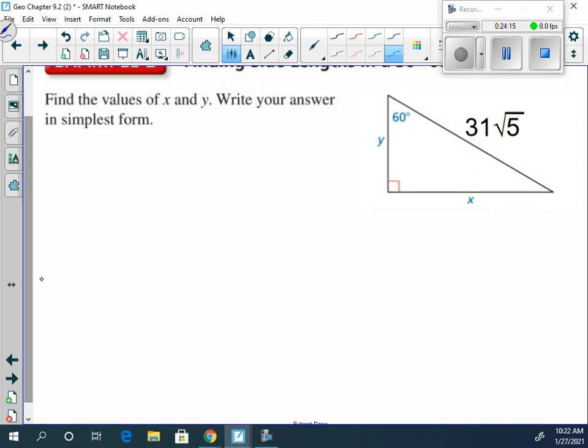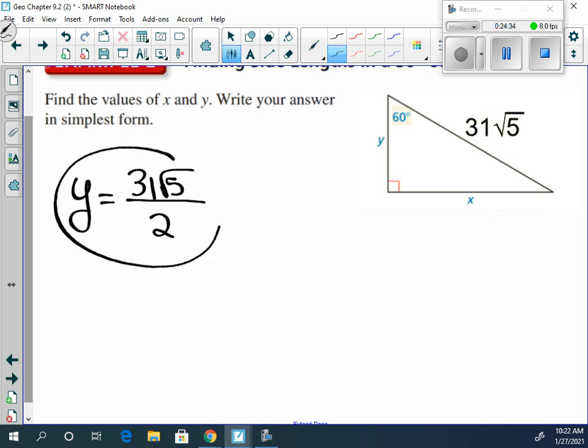All right, so again, they gave us the hypotenuse, yes? 31 square root of 5. So what would I do to get from that to the shortest side length? Divide by 2. What is 31 square root of 5 divided by 2? Because 31 is not even, it's not divisible by 2. So that is the shortest side length.